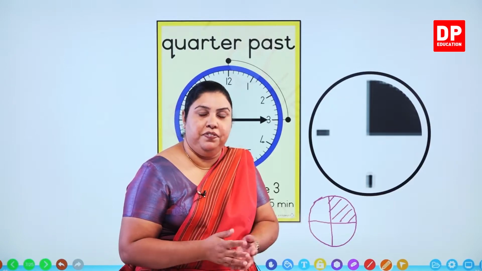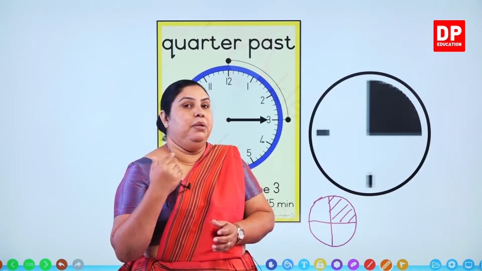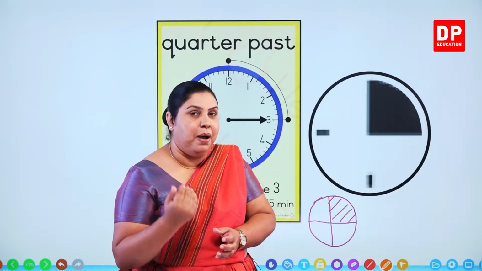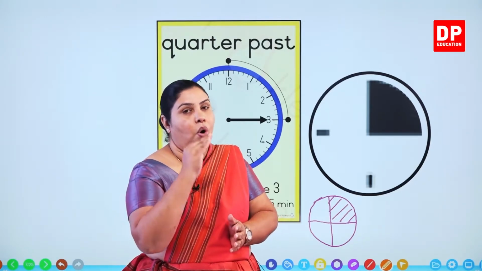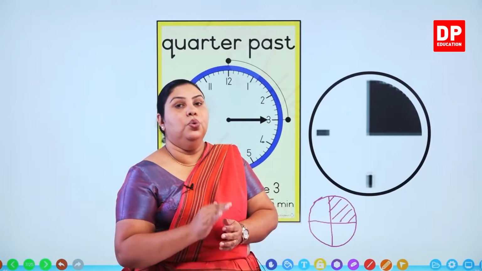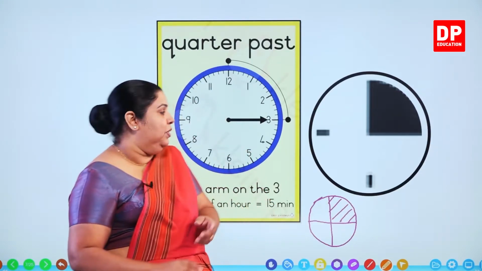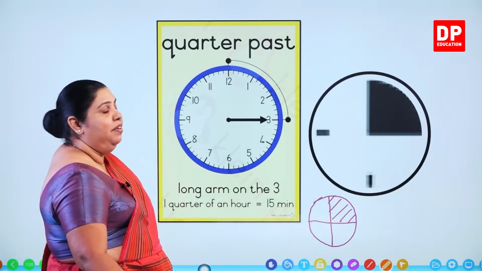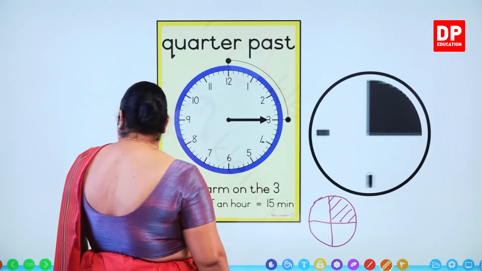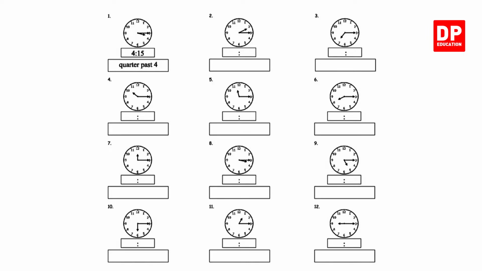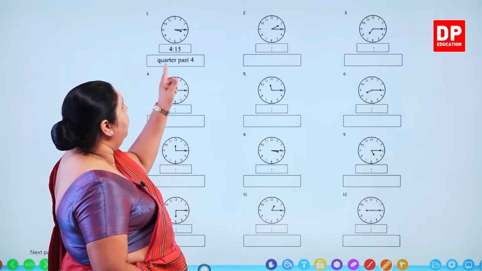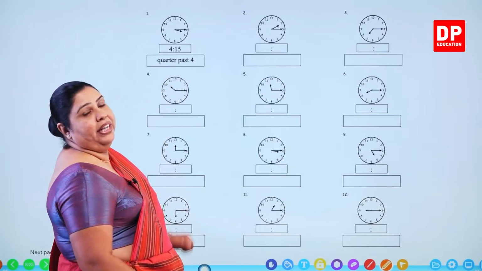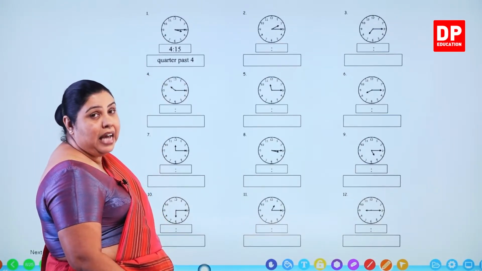Either it can be 15 minutes past 1, 15 minutes past 2, 15 minutes past 3. එහෙම අපි කියනවා විනාඩි 15ක් ගිහිල්ලා. Or we say quarter past 1, quarter past 2, quarter past 3, like that. So that is how we say the time when the long hand comes to number 3. Now let's take a look at this. Okay, now we are going to write the time. All right, quarter past 4 is the first time that we have here.